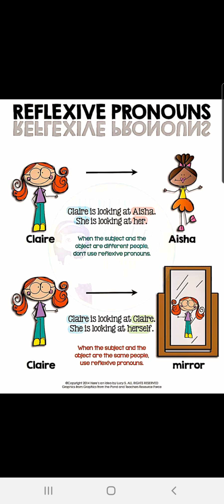But in the second one, you can see that Clary is looking at Clary only as she is looking at the mirror, right? So here, you can use reflexive pronoun as the subject and the object both are same. Both are Clary, right? She is looking at herself. Herself is a reflexive pronoun here, children. All right. I hope reflexive pronoun was clear.